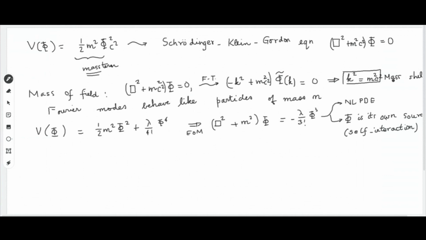So k squared equal to m squared c squared is like, for a particle, p squared equal to m squared c squared. So k is like the momentum of a particle. What is k? K signifies the Fourier mode of the field phi. So the Fourier modes behave like particles of mass m. So this is one way of saying that you have a field which has a mass m. A field has a mass m if its Fourier modes are like momenta of a particle living on the mass shell, the mass hyperboloid. Okay, so that's really what this is.